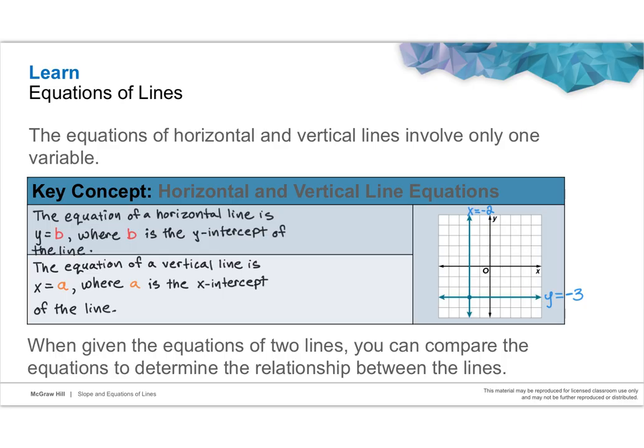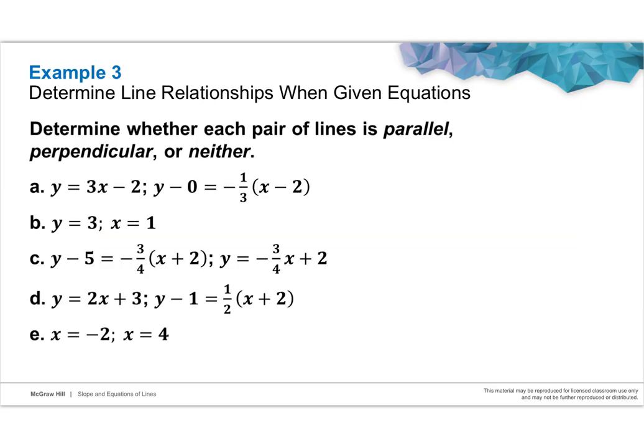So when you're given the equations of two lines, you can compare the equations to determine the relationship between those lines. So here on page 218, we are given 5 different pairs of equations of lines, and we're asked to analyze whether these lines are parallel, perpendicular, or neither. We'll take them one at a time.